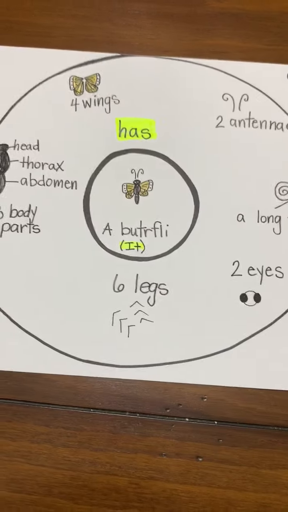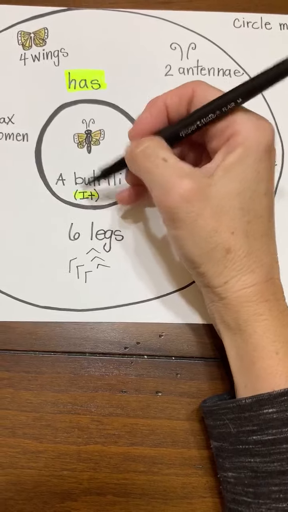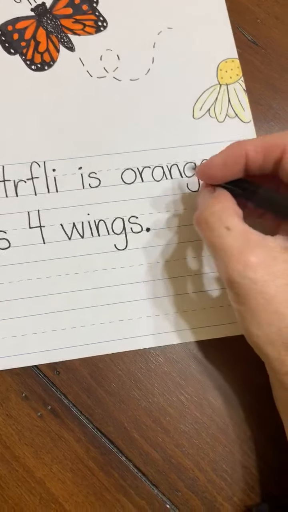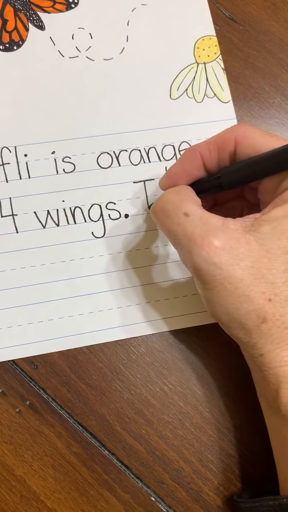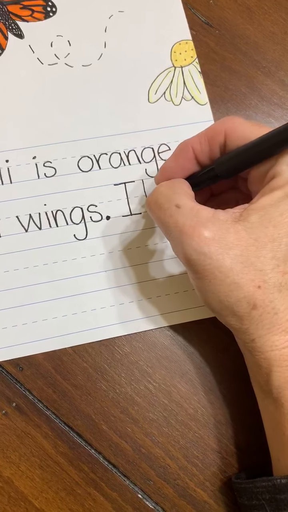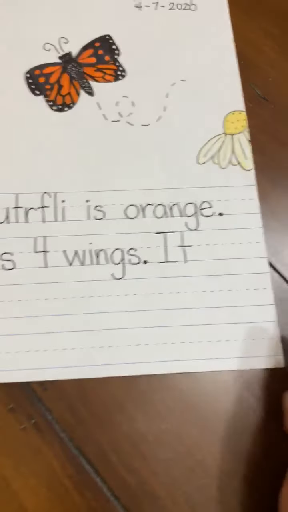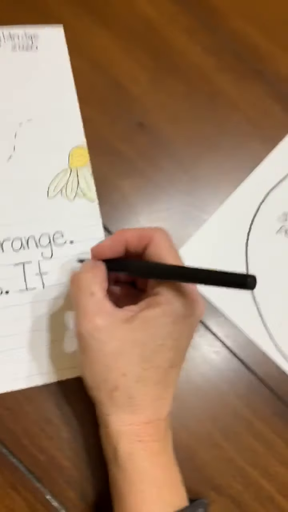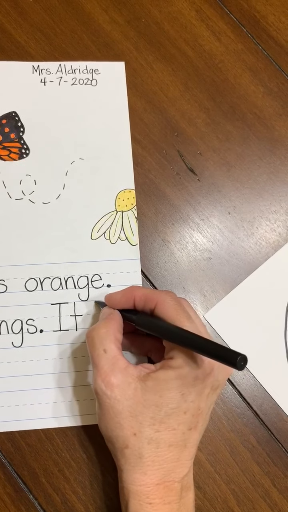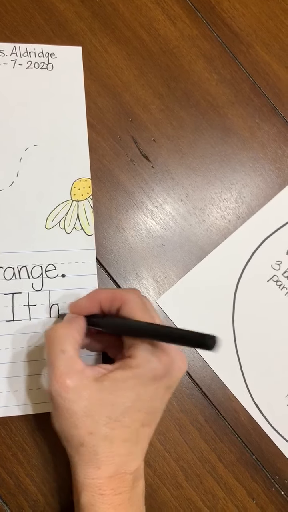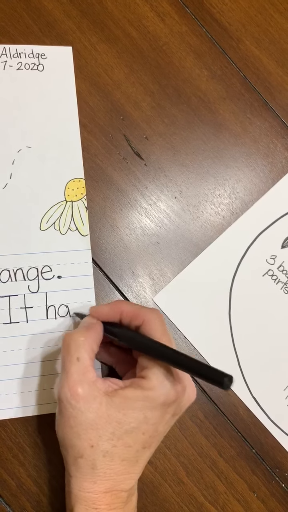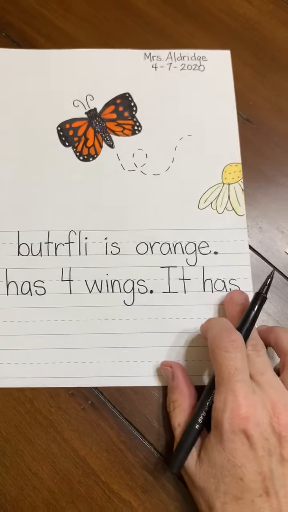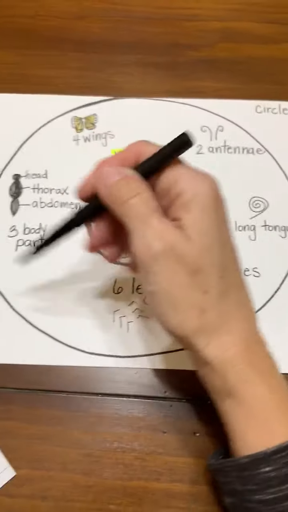We're going to go back to our circle map, and we're going to start again with it has. So right at the end of where we said it has 4 wings, we're going to start again with uppercase I, it. And then I always stop and look. Do I have enough space to write has? Yes. So I'm going to write has. H-A-S. Oh, but I kind of got out of the line there, but that's okay. It has.